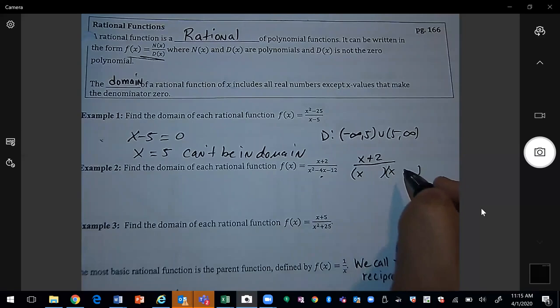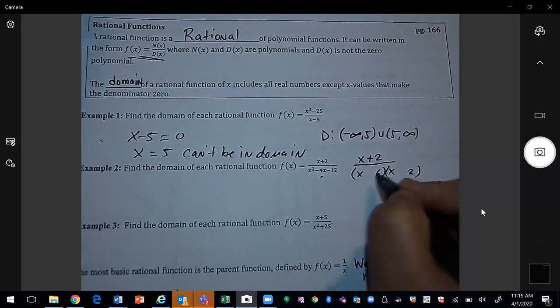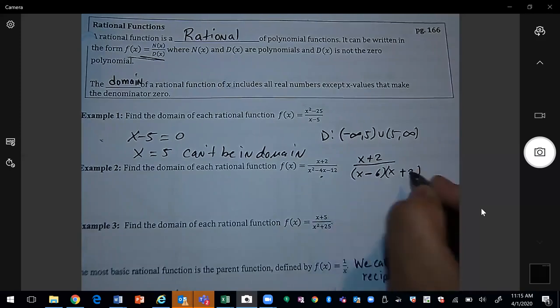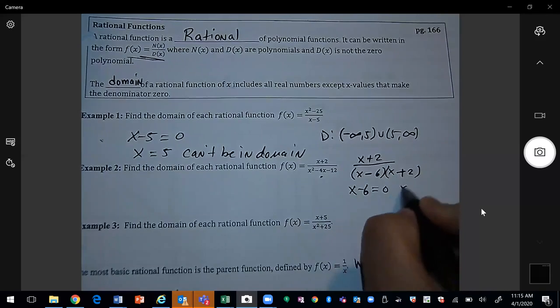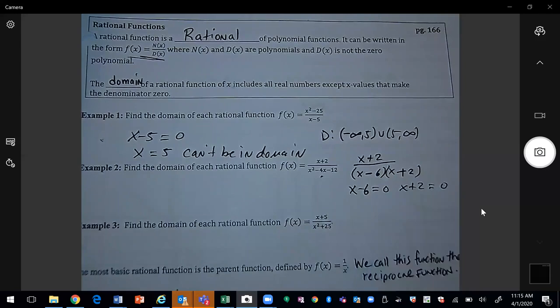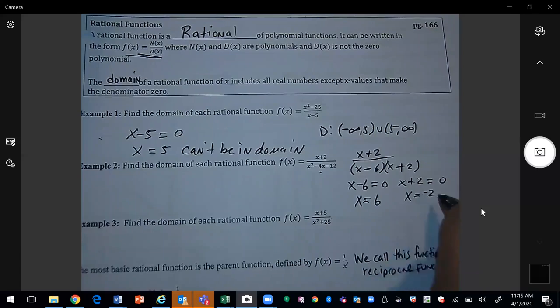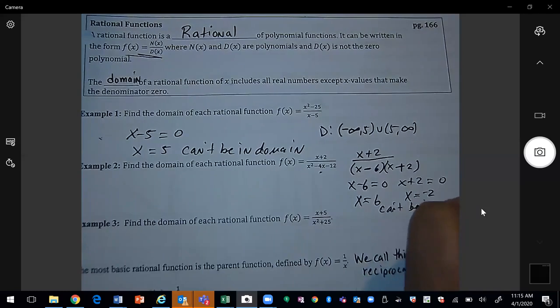what do we get? So this is going to be 6 times 2 is 12. And I need the 4 to be negative, so this would be a positive here. So if I set each of these equal to 0, then I'm going to have that x cannot be 6 and x cannot be negative 2. So these can't be in the domain.